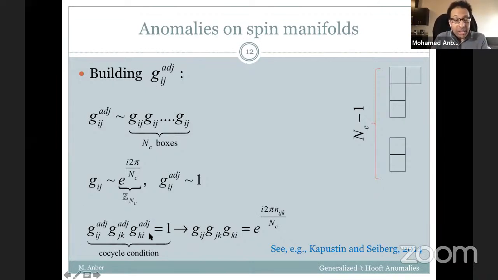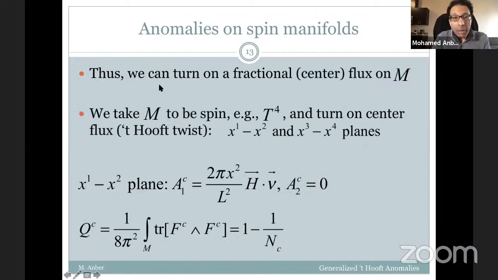Now, this is my cocycle condition written in terms of the Gij in the adjoint representation, and I can rewrite it like that if I use the Gij in the defining representation. This is actually telling me that it is consistent to turn on a flux of my center without spoiling the structure of my theory. So this is what I'm going to do next. I can turn on a fractional flux. This is a ZN center flux on my manifold.